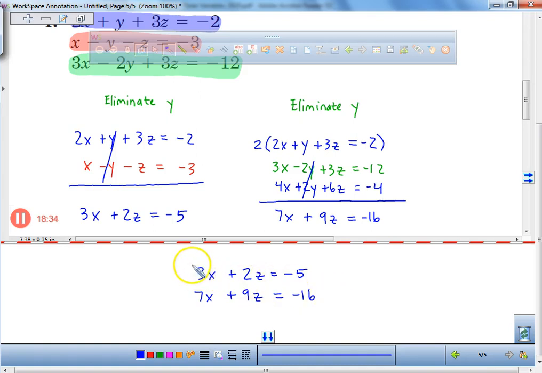Eliminate x's? All right. Here's what you got to do to eliminate your x, everybody. Check this out. You multiply the top by a 7, and you multiply the bottom by a -3. The top by a 7 and the bottom by a -3. So get your calculators out if you need them. 21x plus 14z equals -35. Distribute, distribute, distribute.